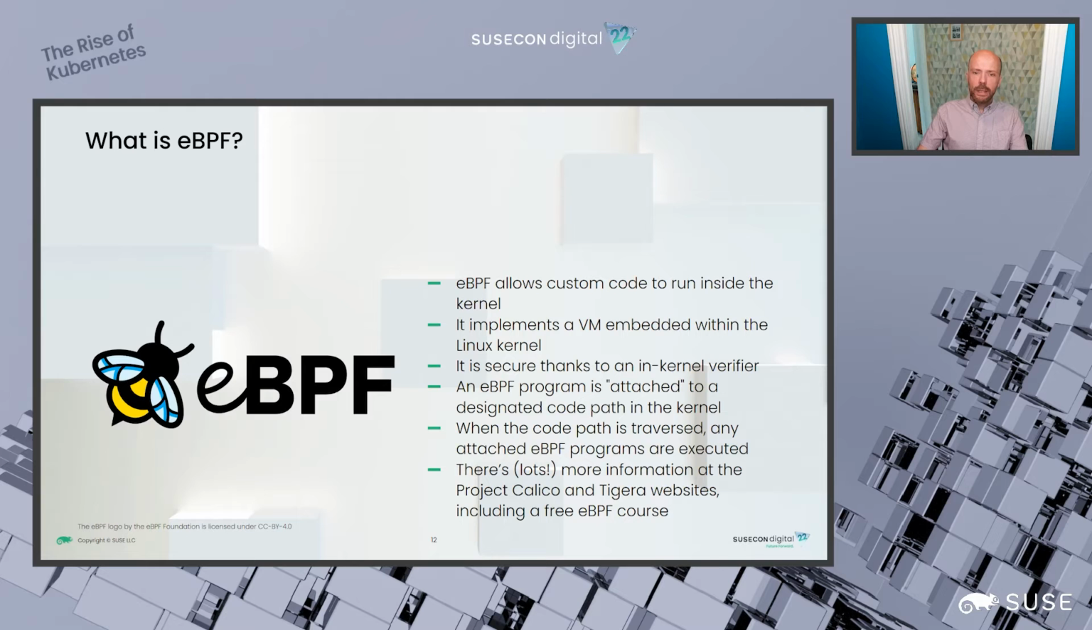That virtual machine is heavily secured, meaning that there's an in-kernel verifier, and that in-kernel verifier's job is to ensure that the code is compliant and that it doesn't try to do anything malicious or accidentally cause problems, for example, by causing a tight loop within the kernel. An eBPF program is attached to a designated code path within the kernel, and when the code path is traversed, any additional attached eBPF programs are executed.